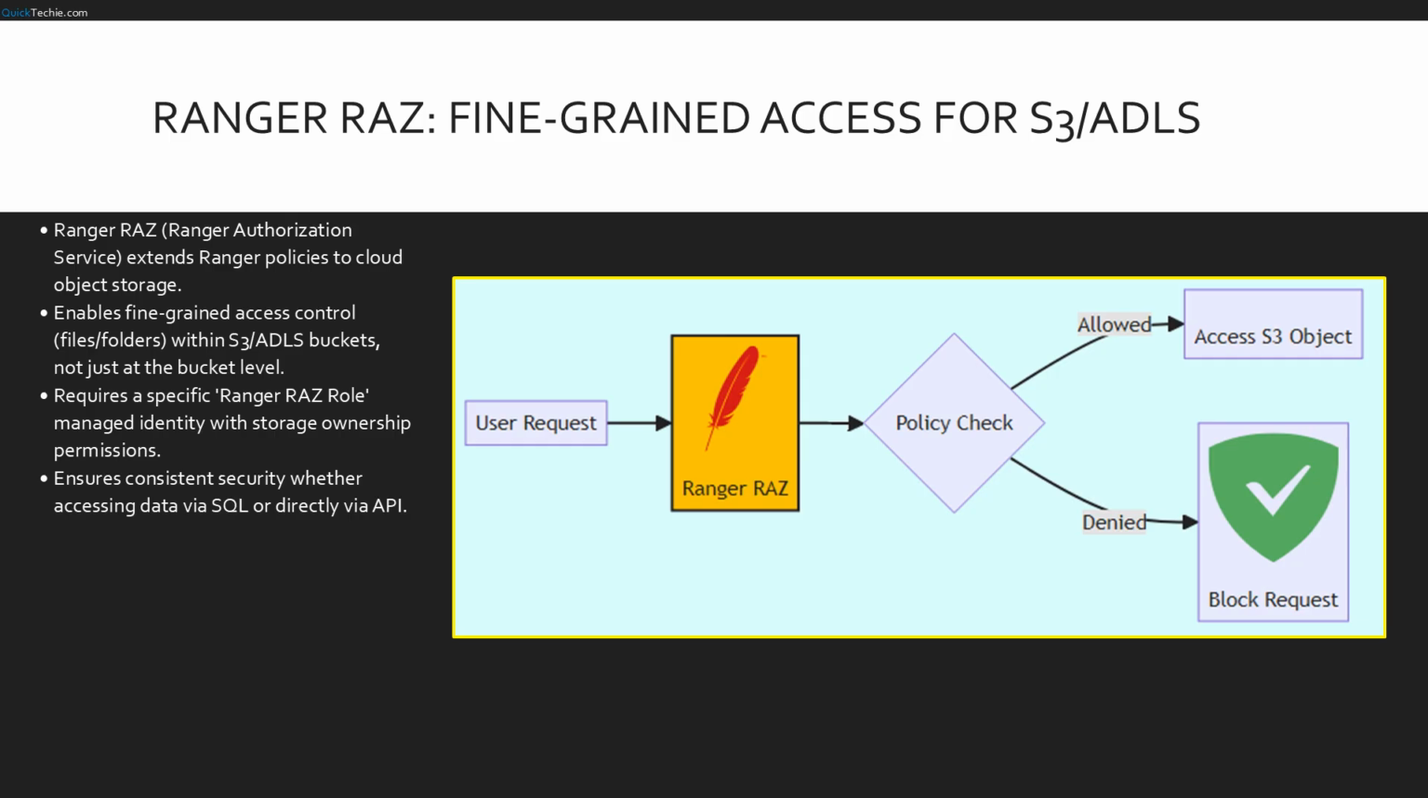This diagram shows the RAZ interception path. A user request to access storage does not go straight to S3. It is intercepted by Ranger RAZ. RAZ performs a policy check against your defined security rules. If allowed, the user gets access to the S3 object. If denied, the request is blocked. This layer adds granular security on top of the coarse-grained cloud provider IAM.